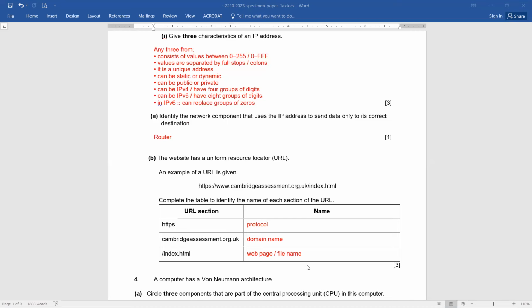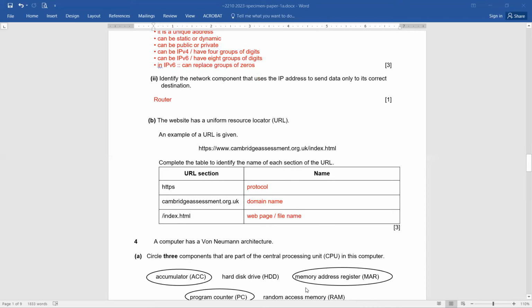Isn't it easy? Just remember, and you are able to score very easily if the question deals with URL. Now, question number 4. A computer has a Von Neumann architecture. Now, don't be afraid, it's all simple. Circle 3 components that are part of the central processing unit in this computer.